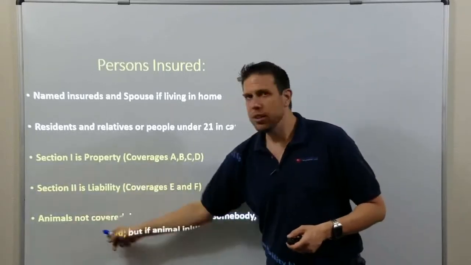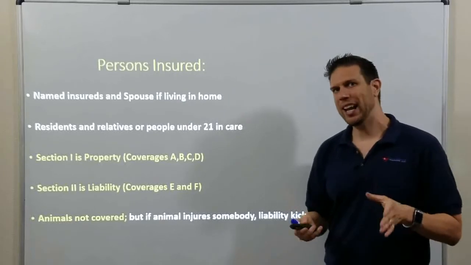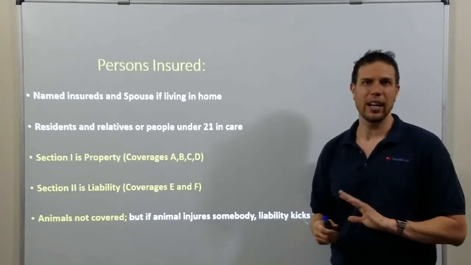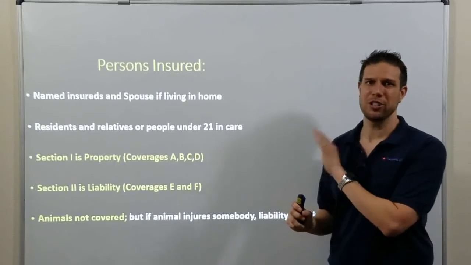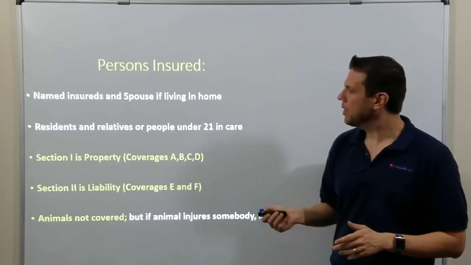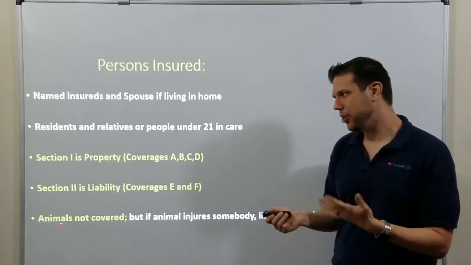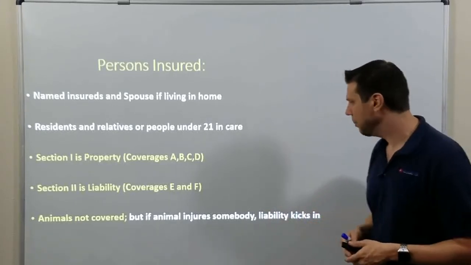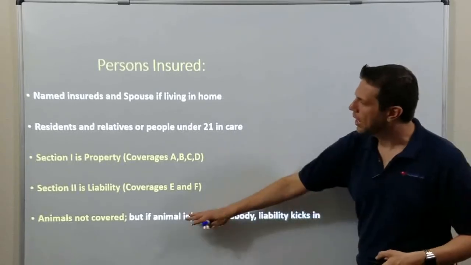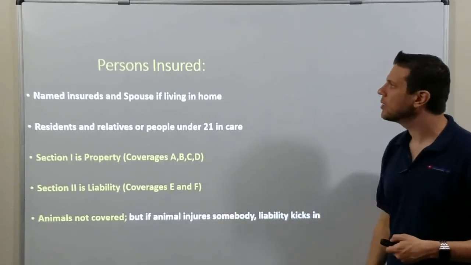Animals are not covered, meaning that if Fluffy the cat dies, you're not getting any money for Fluffy. That's something called pet insurance, which is not on the test. But if your cat kills somebody or your dog bites somebody, then you are covered for that liability claim. You're not going to get any money if your pet dies.